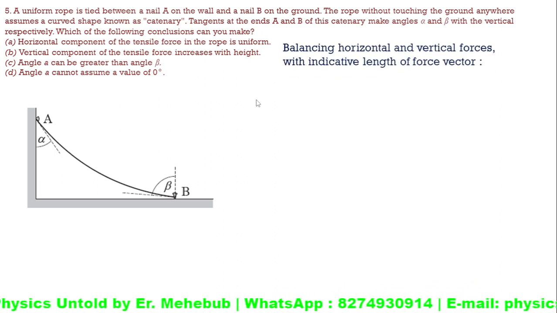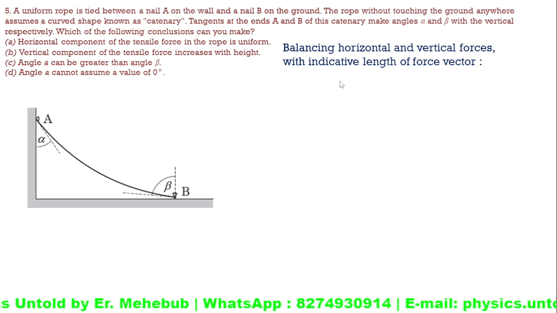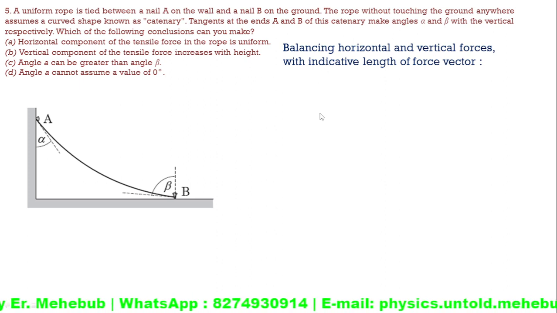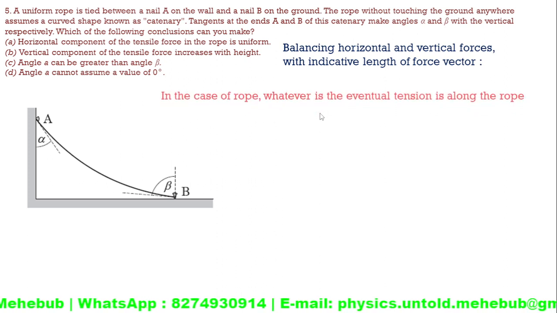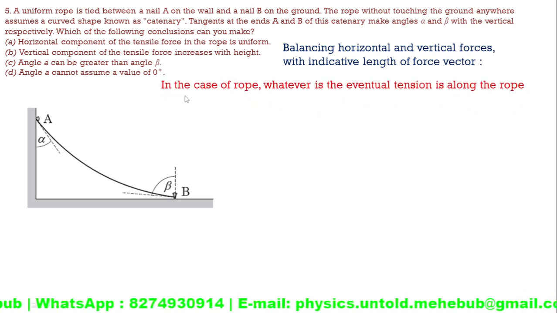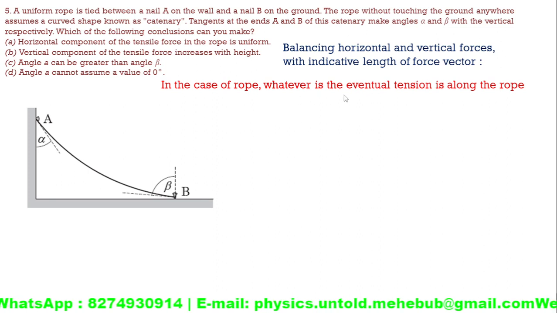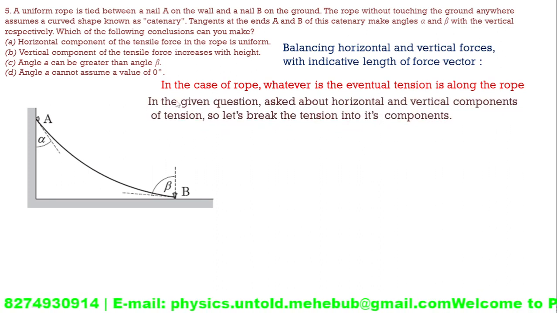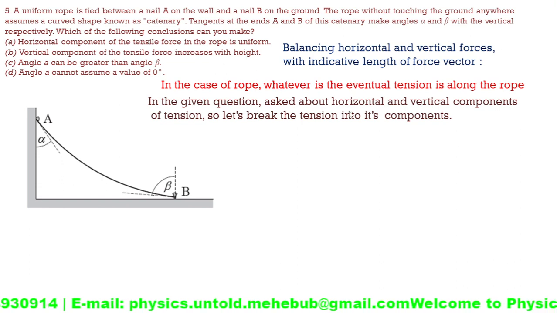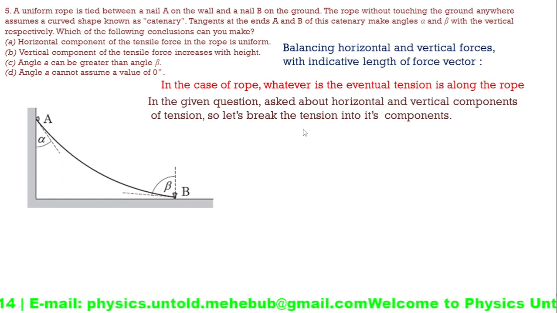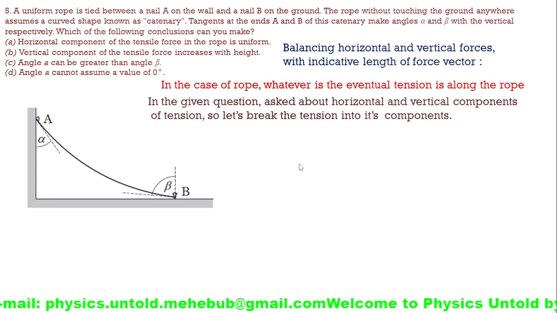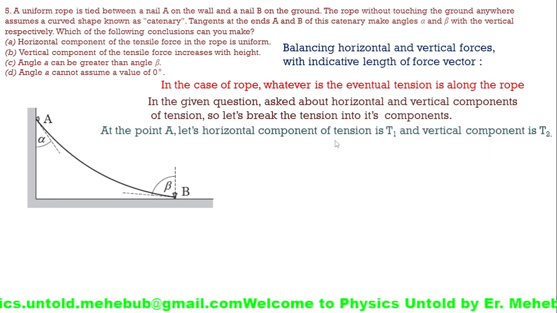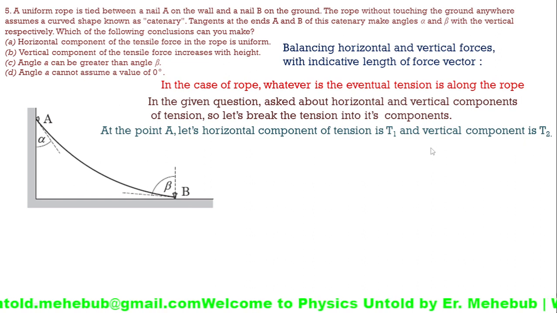So in our given question, we balance the horizontal and vertical forces with indicative lengths of force vectors. In the case of a rope, whatever the eventual tension is, it is along the rope. The question asks about horizontal and vertical components of the tension, so let's break the tension into its components. At point A, let the horizontal component of tension be T1 and the vertical component be T2.